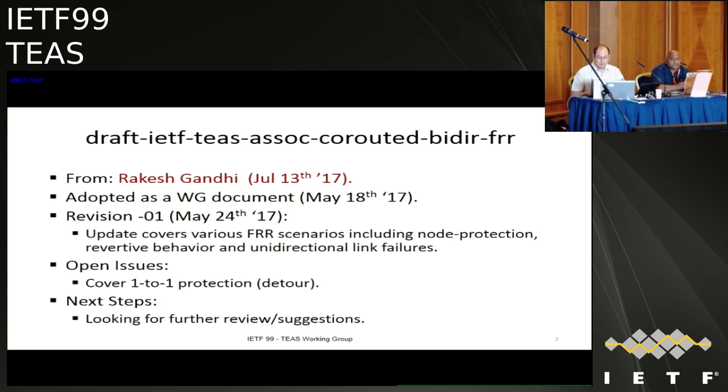First up is the document that talks about FRR for associated co-routed bidirectional LSPs. We adopted this sometime in May. The authors have published a revision for this since then. The revision covers features like node protection, reversion, and they also added some text talking about procedures handling unidirectional link failures. They intend to add more text pertaining to detour LSPs, and at this point looking for further review. So if this is an item of interest for you, please do reach out to the authors on the list, and they'll be happy to address those.